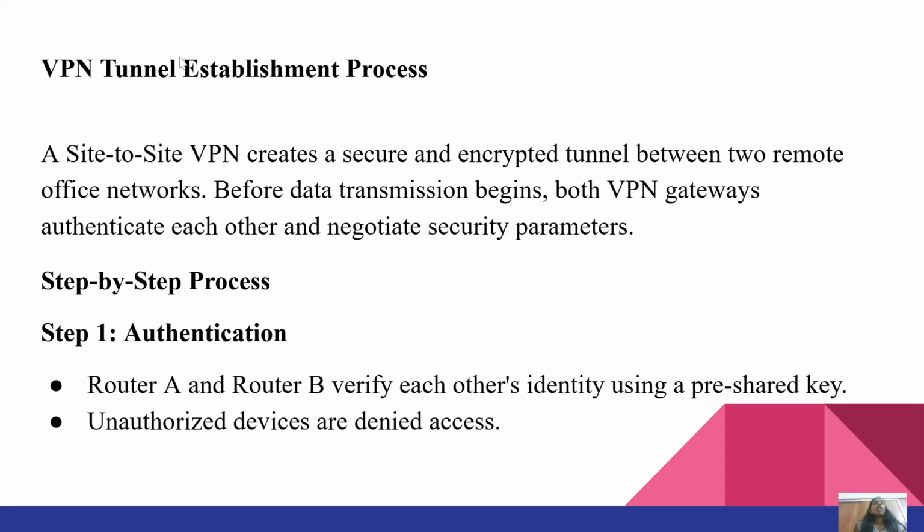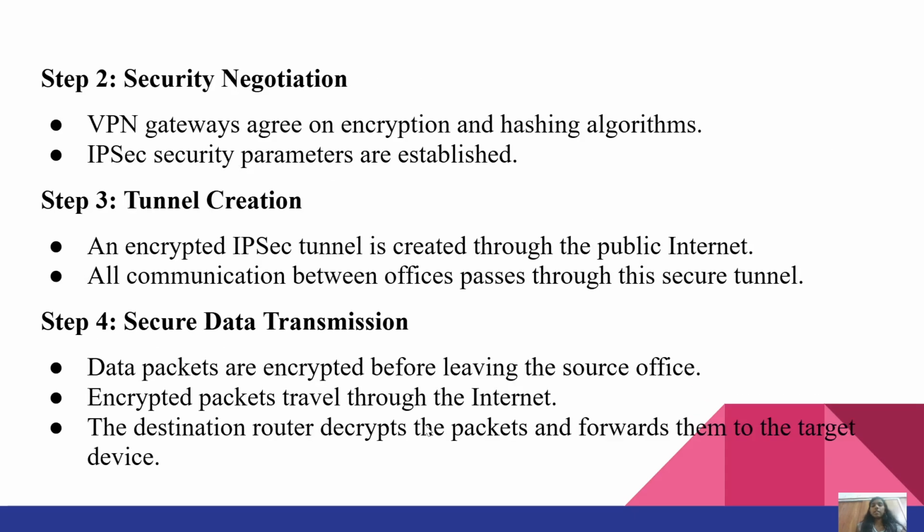VPN tunnel establishment process. A site-to-site VPN creates a secure and encrypted tunnel between two remote office networks. Before data encryption begins, both VPN gateways authenticate each other and negotiate security parameters. The step-by-step process: step one is authentication. Router A and Router B verify each other's identity using a pre-shared key. Unauthorized devices are denied access.